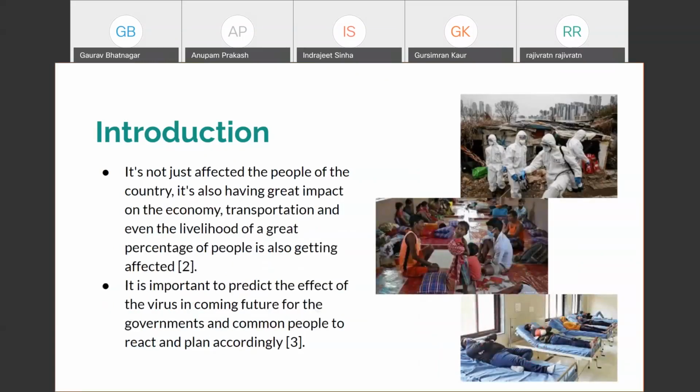It has affected many countries in catastrophic ways, because many of the countries were pushed to lockdown, which forced many people into unemployment. It has impacted the economy, the transportation, and the livelihood of the people, and it has also led to food scarcity, because the government has to offer free food supplies for everyone, and a lot of people lost their jobs. So I think it was important to predict the effect of the virus in the coming few days, so it would help the government to plan accordingly.